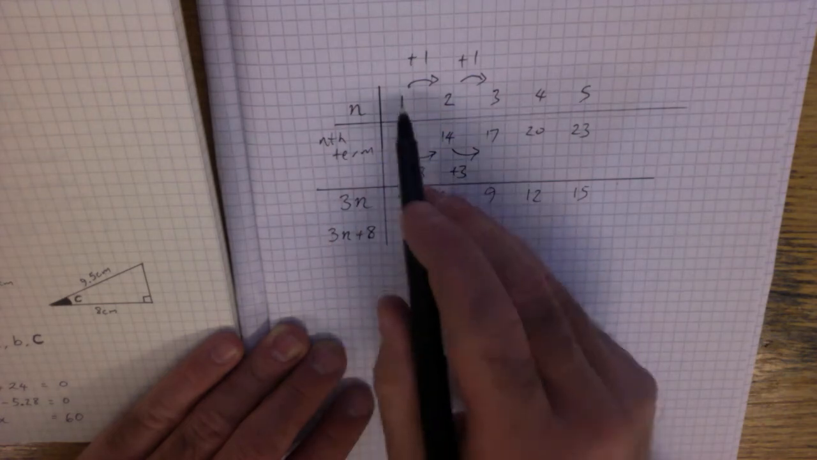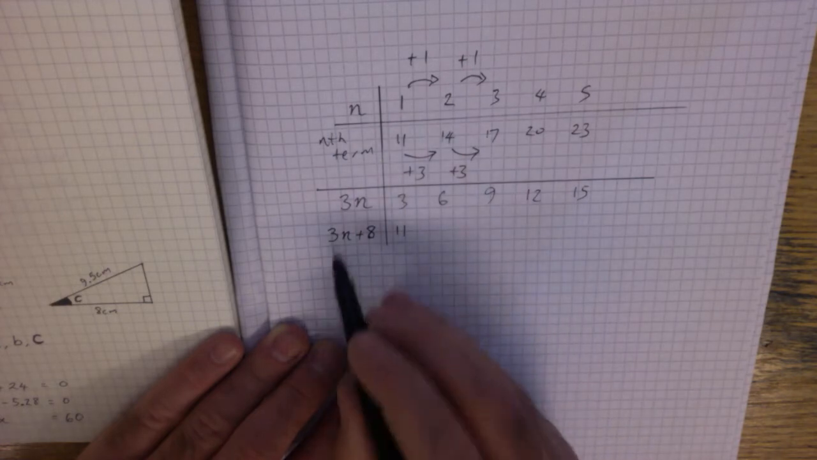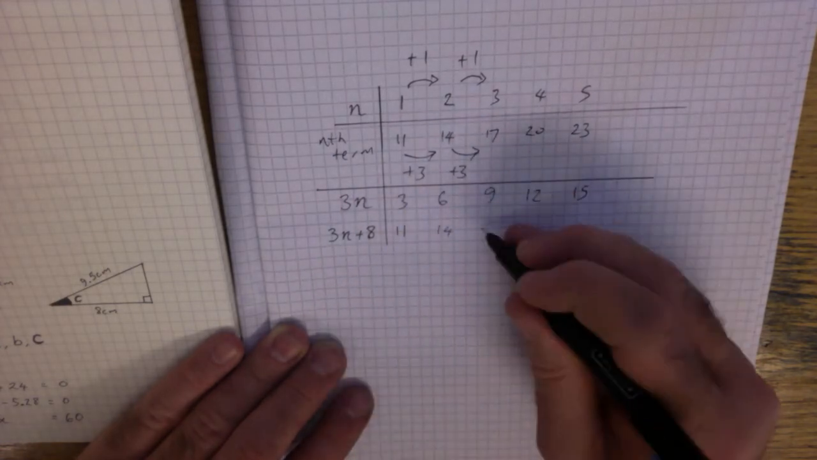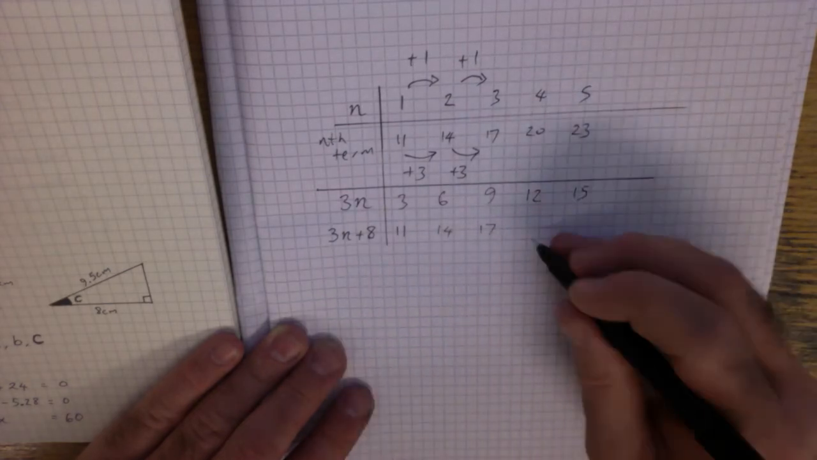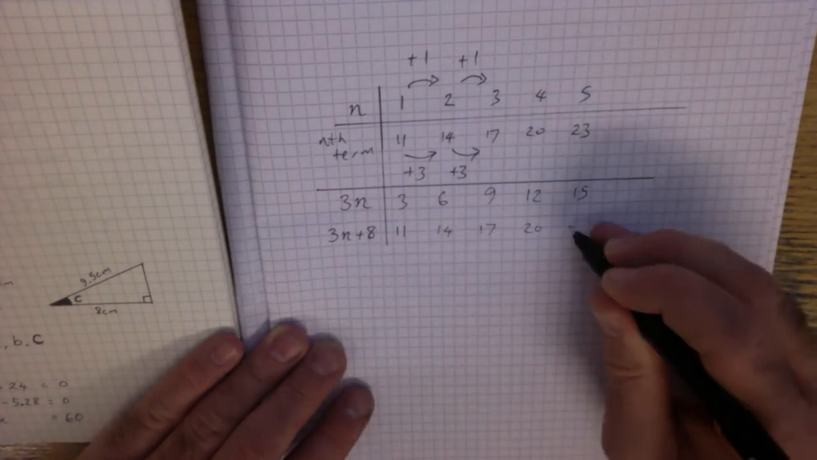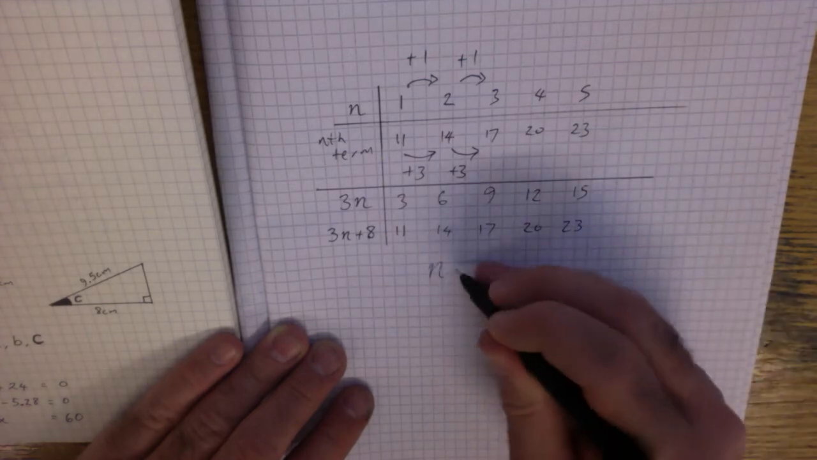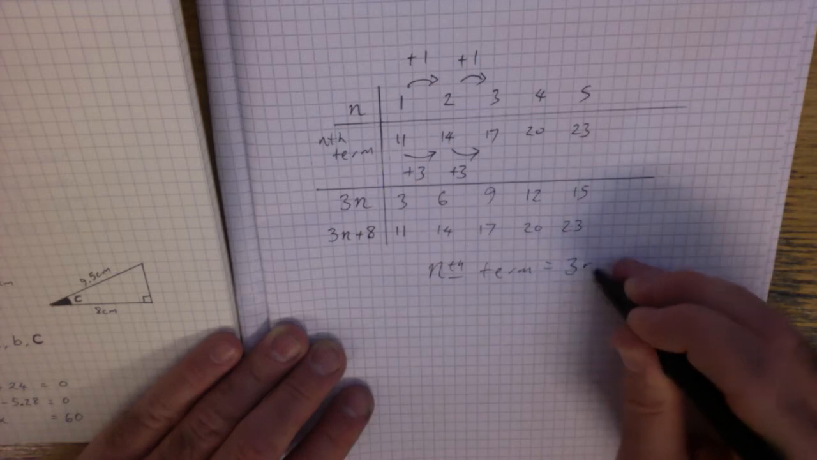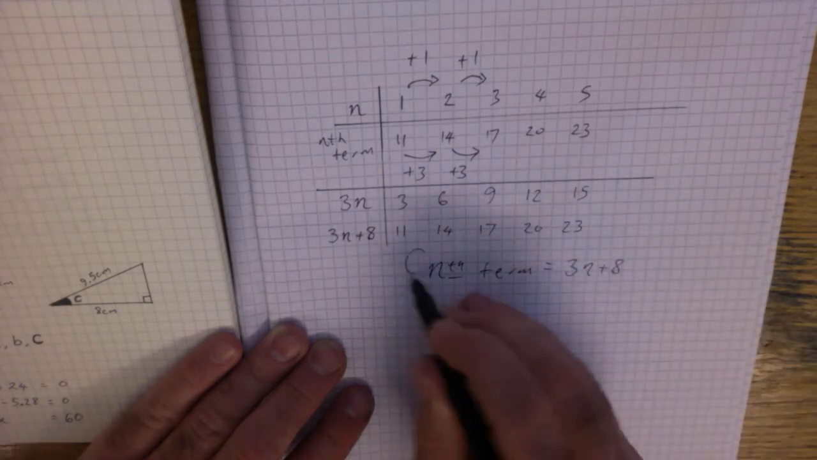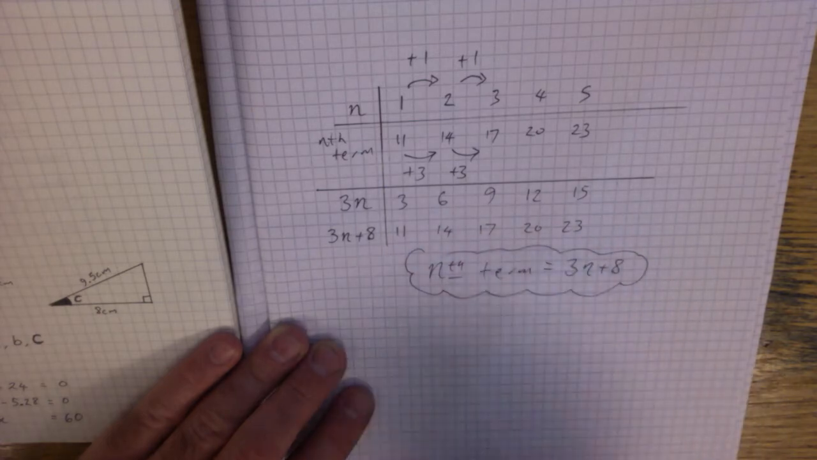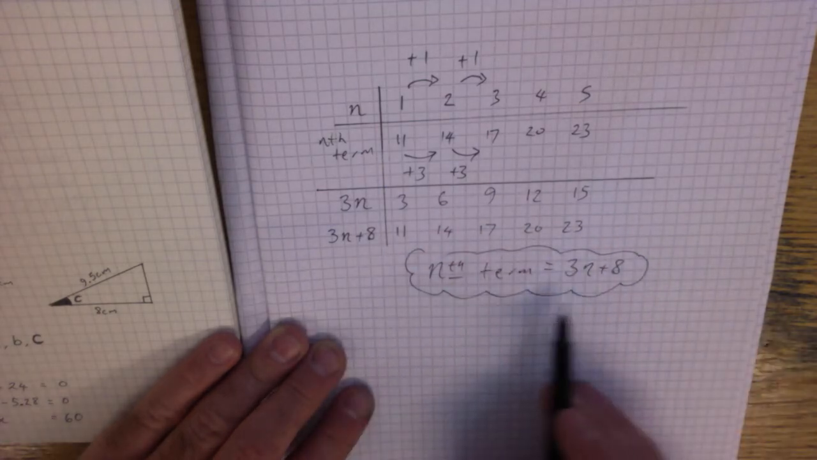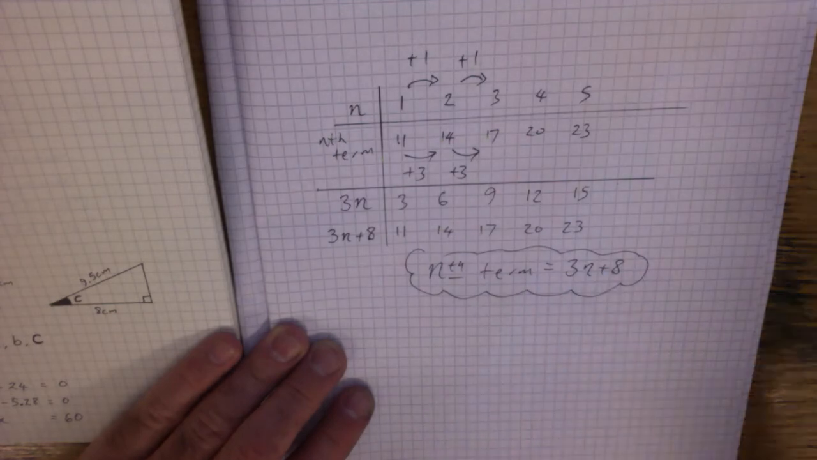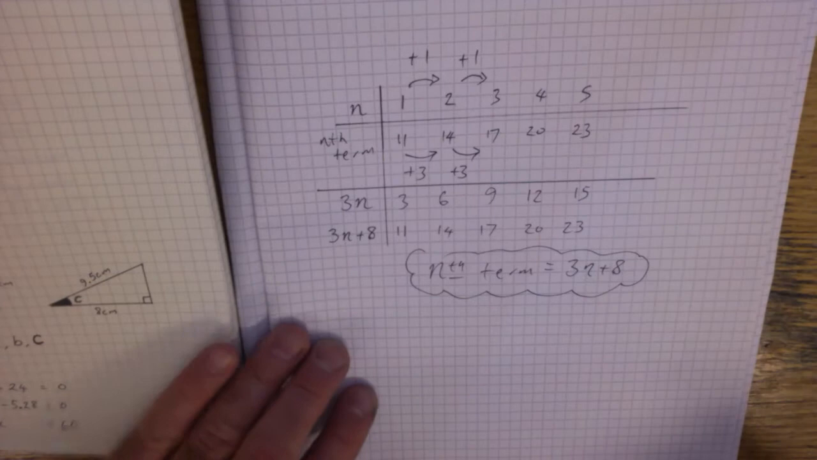So 3 times 1 plus 8 is indeed 11. 3 times 2 plus 8 is 14. 3 times 3 plus 8 is 17. 3 times 4 plus 8 is 20, and so on. So the nth term is 3n plus 8, where n is the position you're at in the sequence. If you wanted to know the 100th term, you just go 3 times 100 plus 8, which is 308. So the 100th term would be 308.